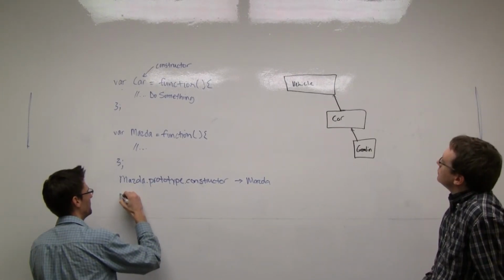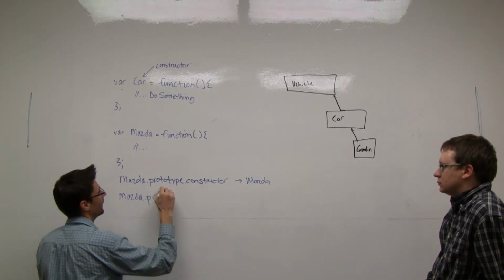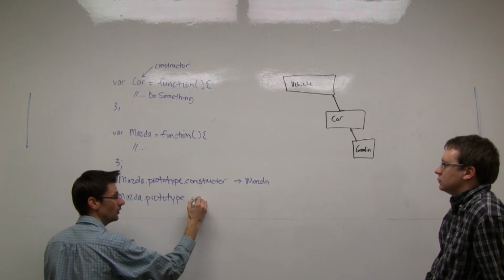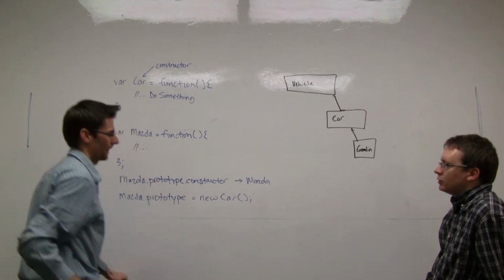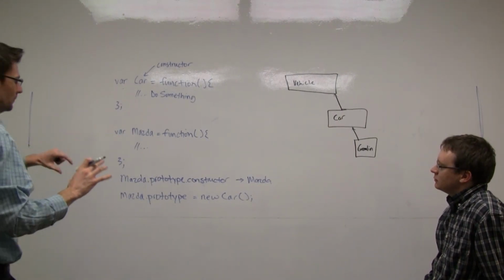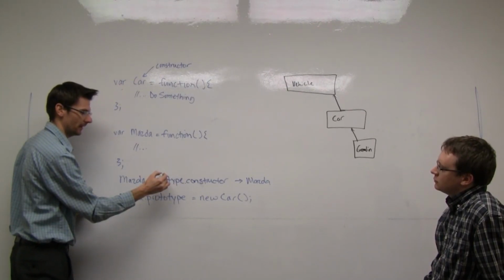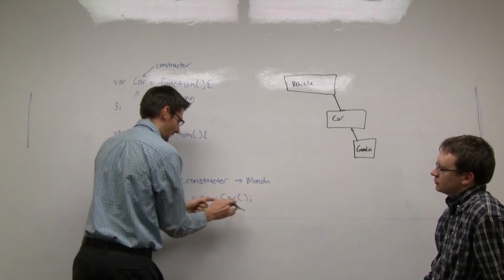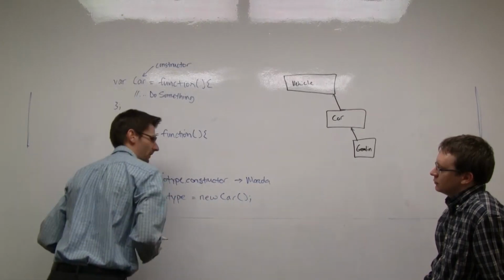So you say, I want my Mazda prototype to inherit from a car. So we're going to say the Mazda prototype is a new car, right? Doesn't that make sense? We want it to be a new car, because prototypes are instances of an object. All right, so here's what the problem is. This prototype object that used to be up here, we said that the dot constructor was a Mazda. What happens now that we assign the new car to this prototype?